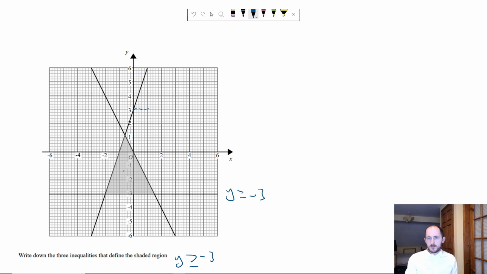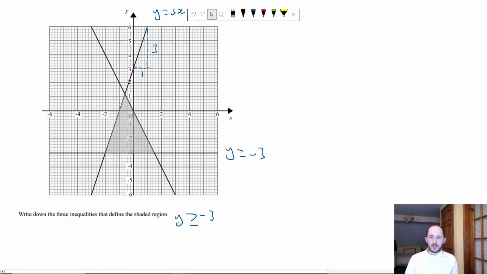Let's do a little tiny triangle. So it goes 1 across and it goes 3 up. So that's going to be 3 over 1. So the gradient of that is 3. And it crosses at 3. So it's 3x plus 3. And if you look, the shaded region is below this line. So we're going to put y is less than 3x plus 3. And again, it's a solid line, so I need to add the underline.